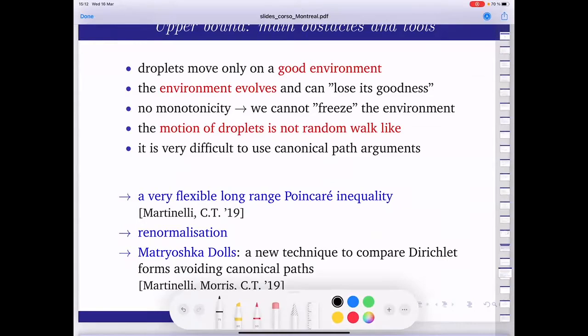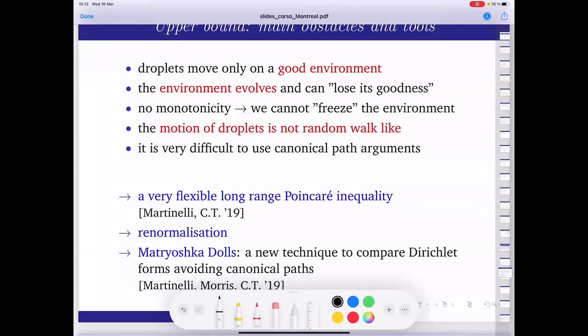So what we have to do, and I'm just mentioning the tool briefly because we saw them better in the case of the FA2F model, in order to obtain upper bounds on the time scale, the first tool that we use is to establish what I call here a long-range Poincaré inequality. A Poincaré inequality is simply an inequality between the variance and the Dirichlet form. So establishing the relaxation time for a certain model.